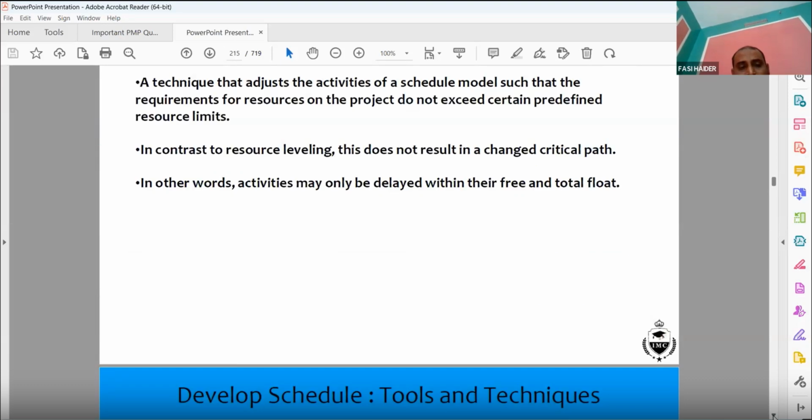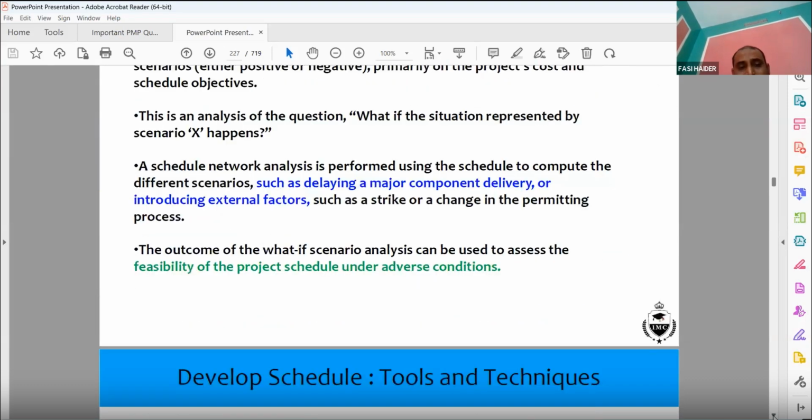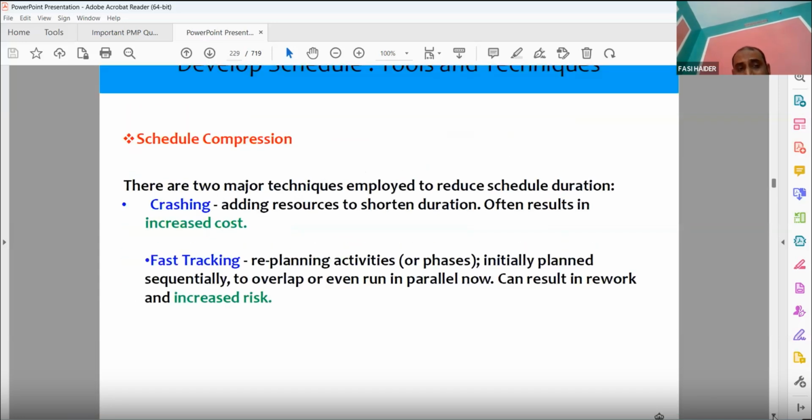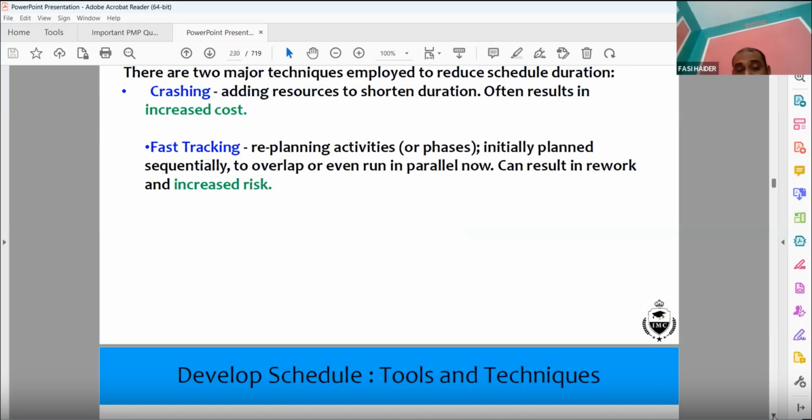We also studied what-if scenarios and compressing leads and lags: crashing and fast tracking. Crashing is adding resources to shorten duration, often resulting in increased cost. Now, this particular room can be painted by 2 people in 5 or 6 days. So you say, no, I want it to be done in 3 days. Let 4 people do the work.